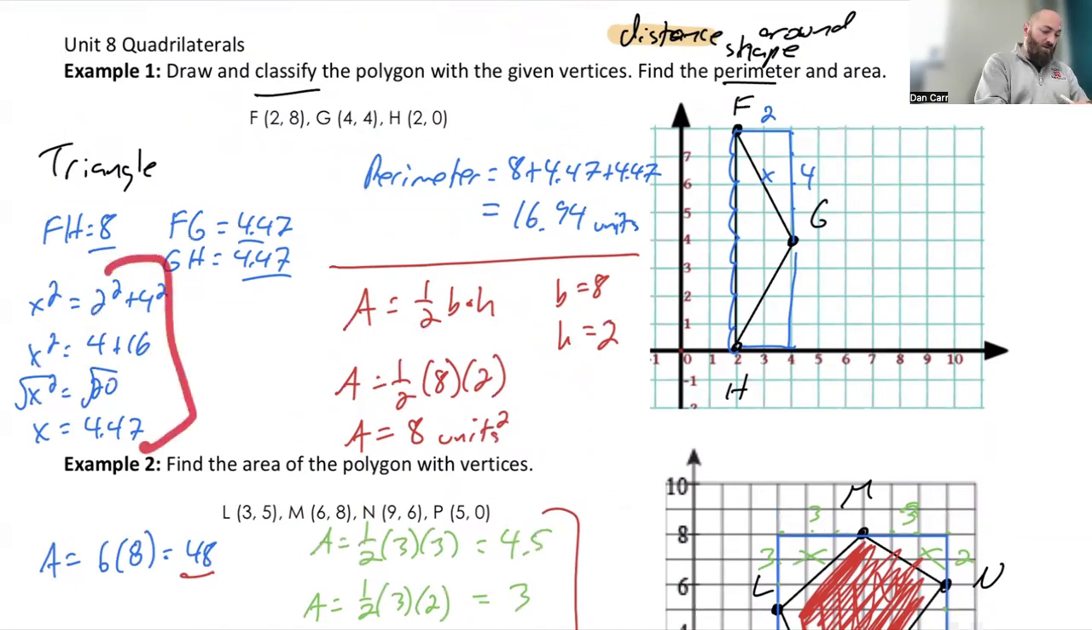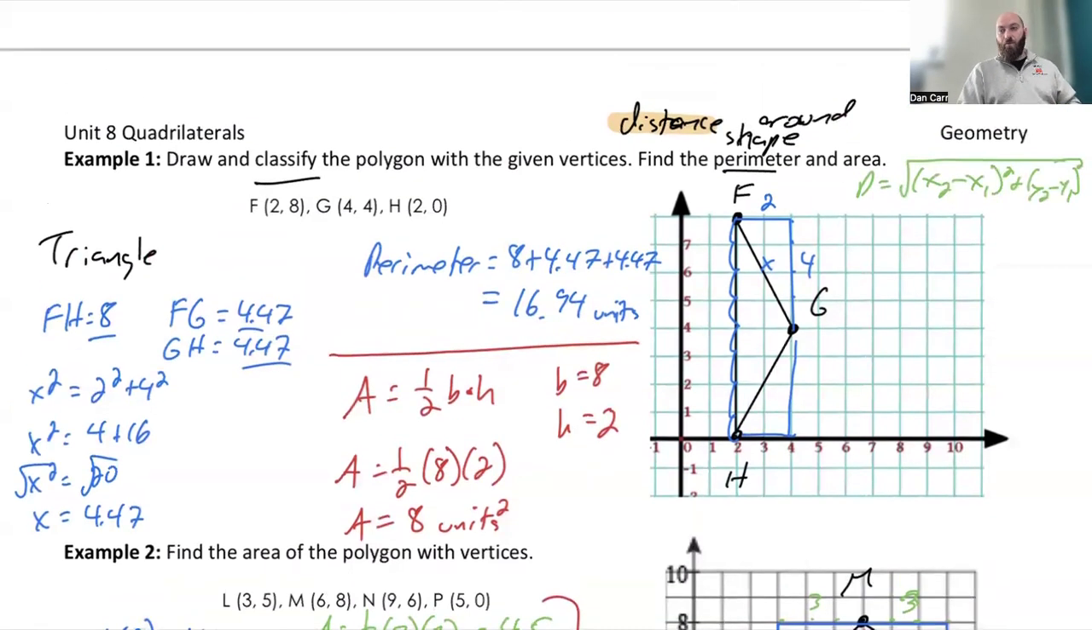One thing I forgot to mention is you can also find distances without the Pythagorean theorem if instead you want to use, let's write this in green over here, the distance formula. So x2 minus x1 squared plus y2 minus y1 squared. So you can choose to do that instead if you want to. I would do that for FG as well as GH, or just the one time because it's the same length between them.